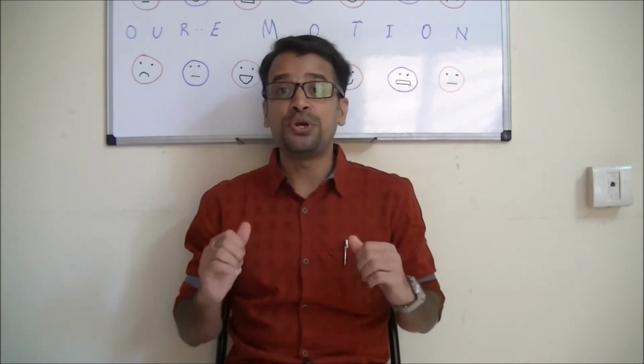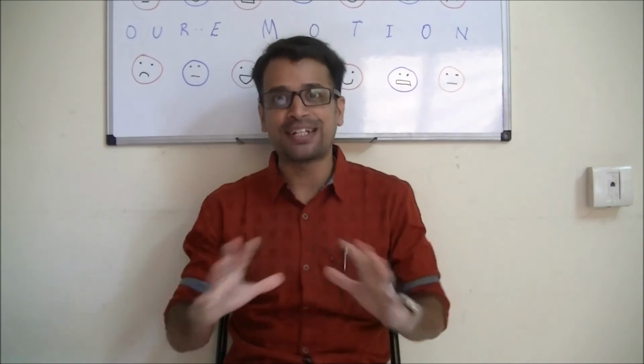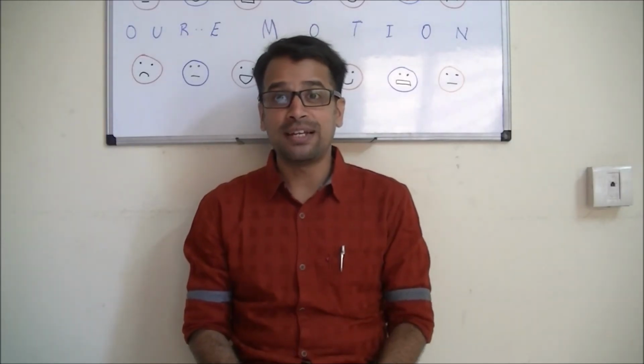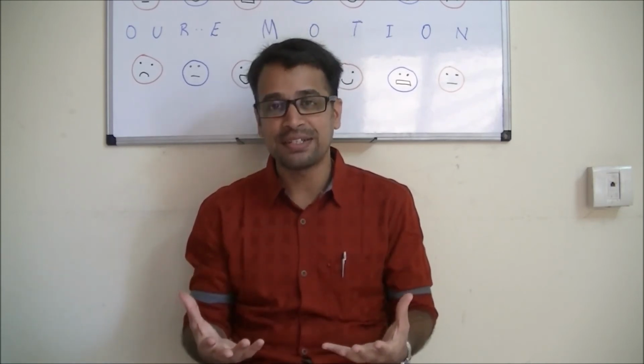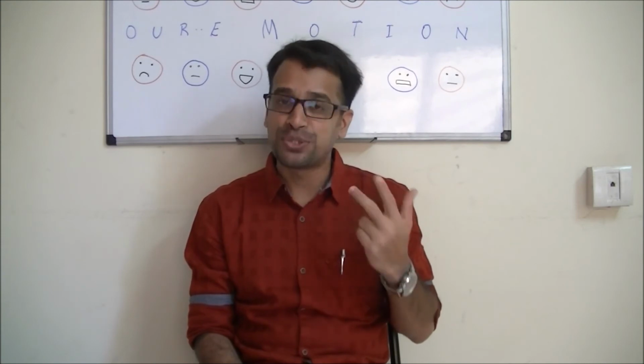Self-regulation is just that. You should know how to regulate your emotions. You can display emotions for sure, but you should know when to display what kind of emotions in which situation. Now that's called self-regulation. Just to sum up, emotional intelligence is our ability to identify emotions in ourselves and in others, to understand and manage those emotions, and also to communicate the emotional feelings without ourselves getting emotional. It is a sum total of five factors, which are self-awareness, empathy, social skills, motivation, and self-regulation.